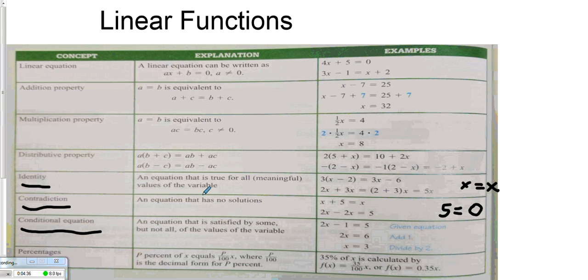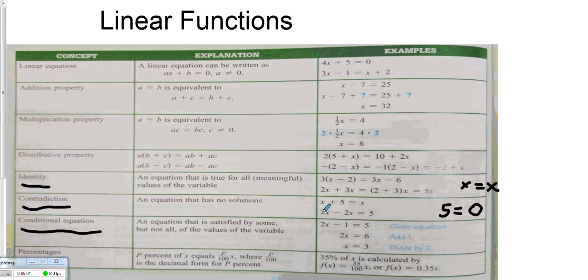So basically, if an identity can be reduced down to x equals x, a contradiction can be reduced down to some number equals some other number. That is definitely not true. 5 does not actually equal 0. If you got it to say negative 3 equals 1, again, that would be a contradiction because that is not actually true.